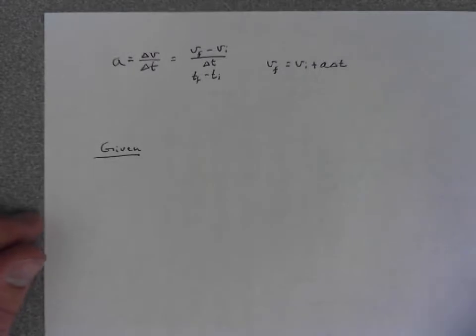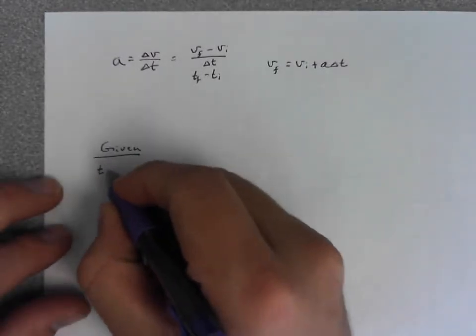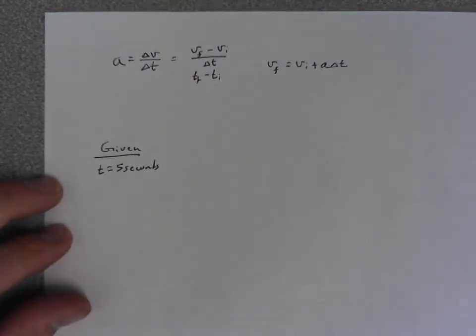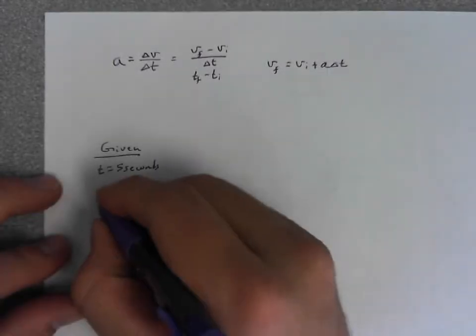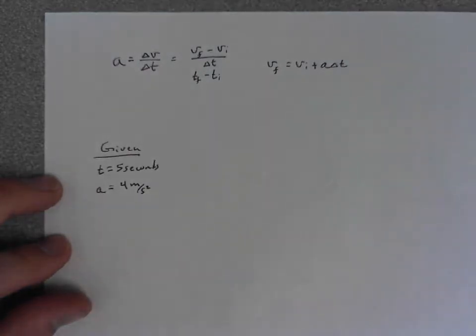We've got a cart rolling down an incline for 5 seconds. So I already know right off the bat I've got t equals 5 seconds. You'll notice I didn't even put a t initial or t final. The t initial would be 0, the t final would be 5, so that represents my delta t. It has an acceleration of 4 meters per second squared. If the cart has a beginning velocity of 2 meters per second, what is the final speed?